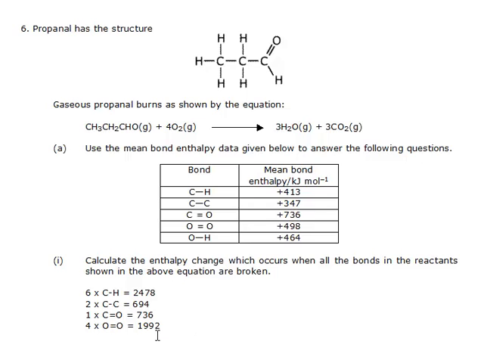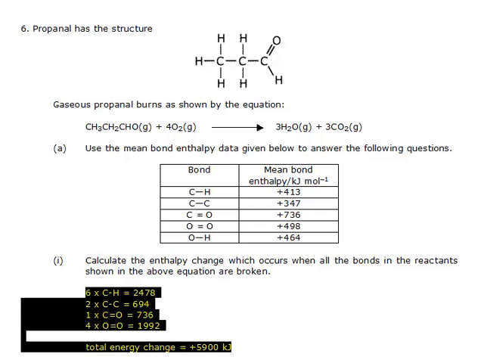So the energy change when all the bonds in the reactants are broken, total energy change equals, well, we're breaking the bonds, so it's positive. We just add those together: 1992 plus 736 plus 694 plus 2478, and that comes to 5900 kilojoules. We'll highlight that to show that we've done the working.